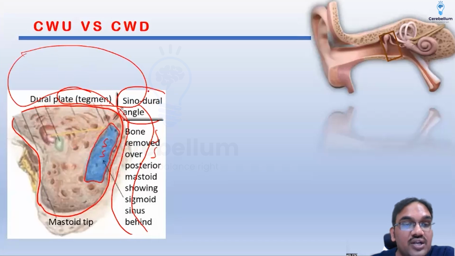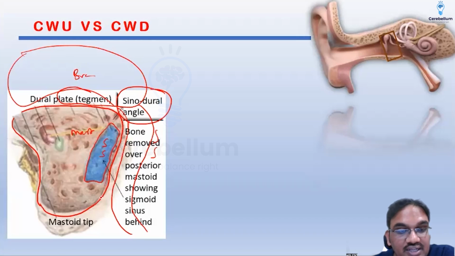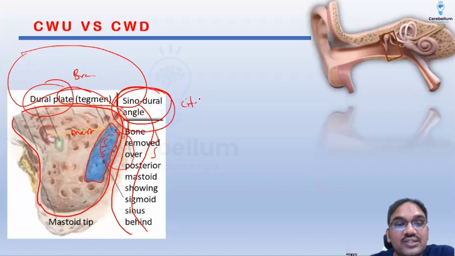The junction of the dural plate means tegmen, that is the partition between the brain cranium and your mastoid part. This is tegmen or dural plate, and posteriorly is the sinus plate. This bony plate is dividing the mastoid cavity from the sigmoid sinus, posterior cranial fossa. Okay, so the junction between the dural plate and the sinus plate is called as sinodural angle or Citelli angle.